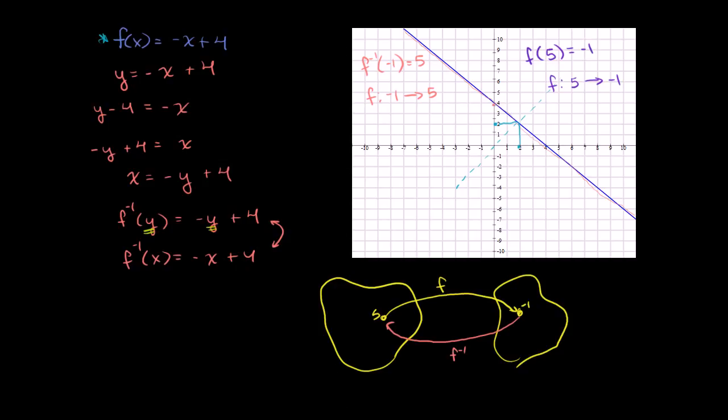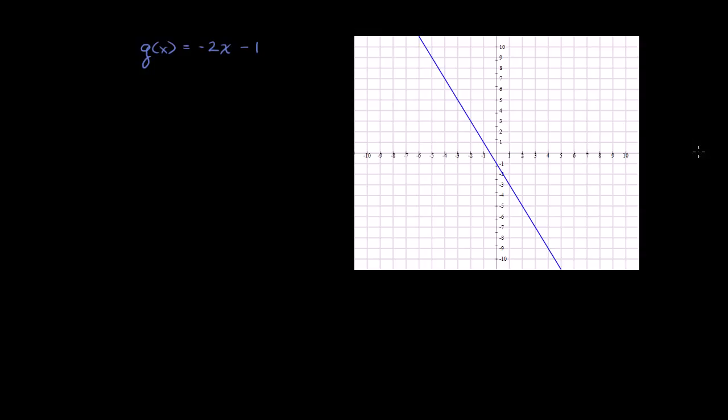Let's do one more of these. So here I have g of x is equal to negative 2x minus 1. So just like the last problem, I like to just set y equal to this. So we say y is equal to g of x, which is equal to negative 2x minus 1. Now we just solve for x. y plus 1 is equal to negative 2x. Just added 1 to both sides. Now we can divide both sides of this equation by negative 2. And so you get negative y over 2 minus 1/2 is equal to x. Or we could write x is equal to negative y over 2 minus 1/2.